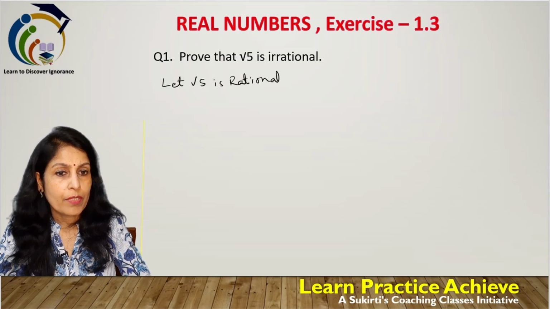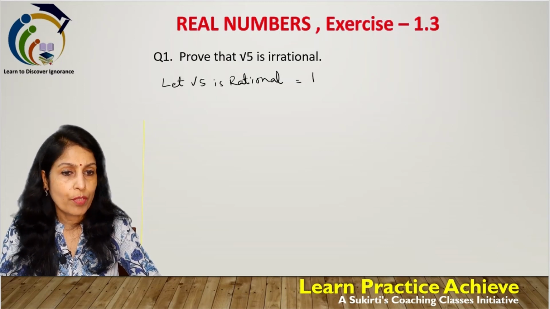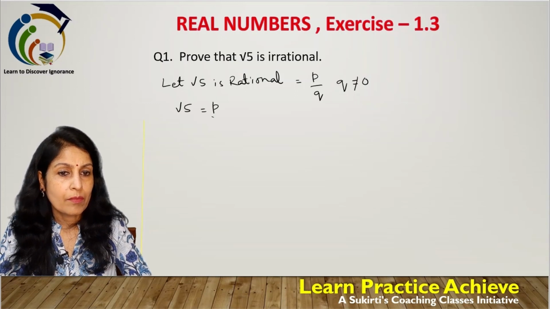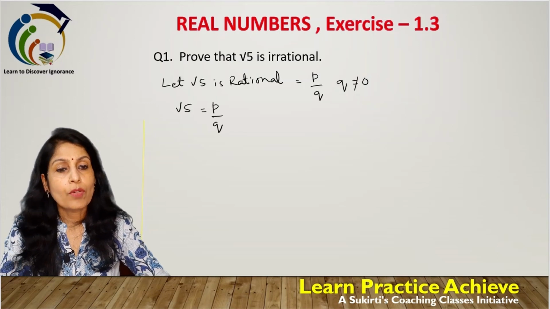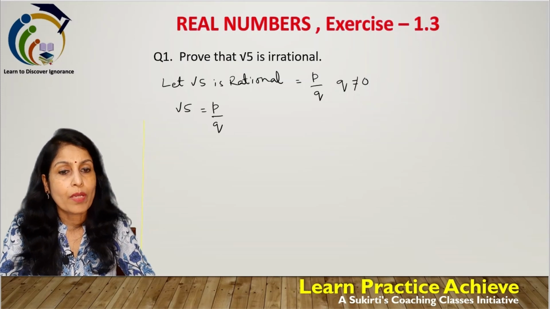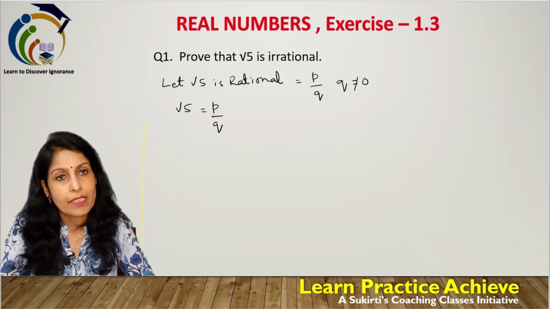If root 5 is rational, then a rational number can be written in the form of P upon Q, where Q is not equal to 0. So root 5 can be written as P upon Q, and also P and Q are integers as well as co-prime numbers. Co-prime numbers means there is no common factor between P and Q except 1.